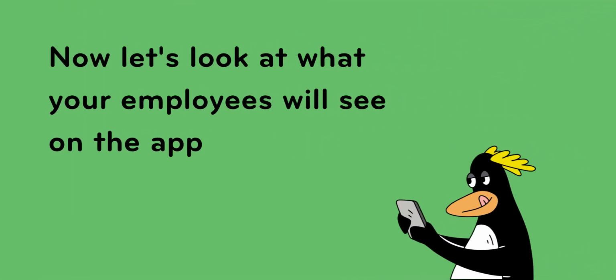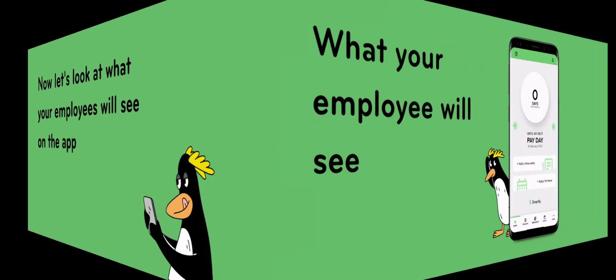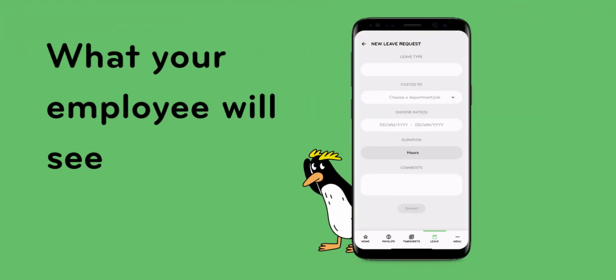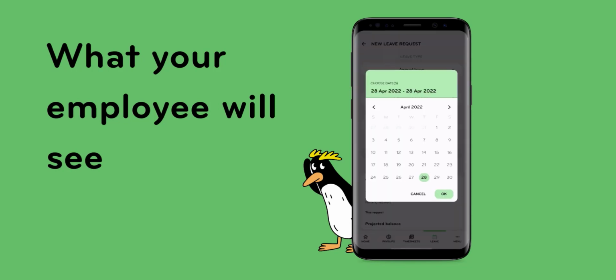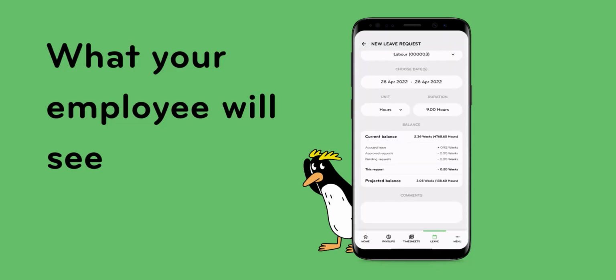Now let's look at what your employees will see on their Smartly mobile app with this function turned on. When your employee goes to submit leave, they will see a new section titled Costed To. Here they can select a department or job to cost their leave to. Once done, they can hit the Submit button as usual.